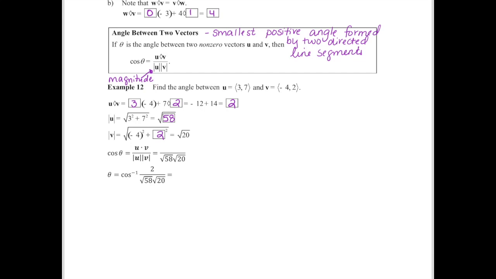Writing this using our cosine of theta, u dot v we found was 2, and then we have the magnitude of each. Well, if we're looking at finding what is theta here, the angle, we need to find cosine inverse of all of this. So when I plug into our calculator, cosine inverse of all of this will give us 86.6 degrees.